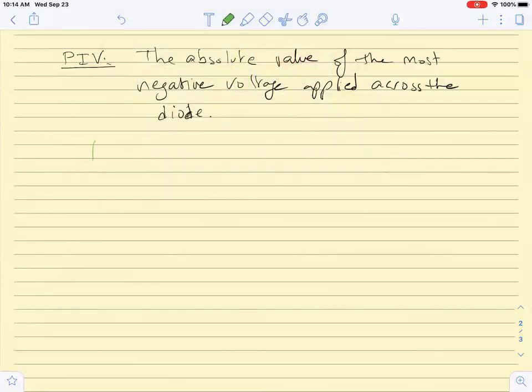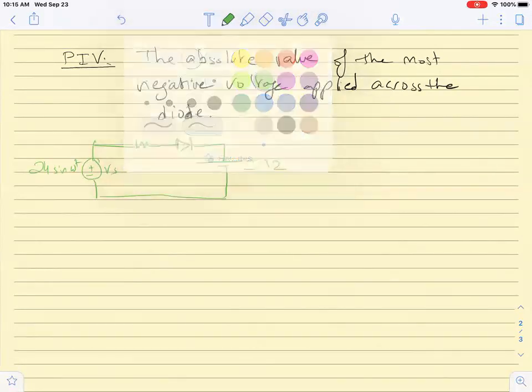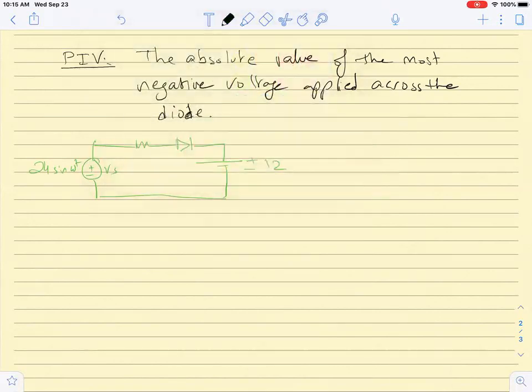Okay, so if I'm in the VS, and now I'm looking not in the on region, I am looking when the diode is off. And anytime VS is less than what? When is the diode off? When VS is less than 12. Exactly. So when VS is less than 12, the diode is off.